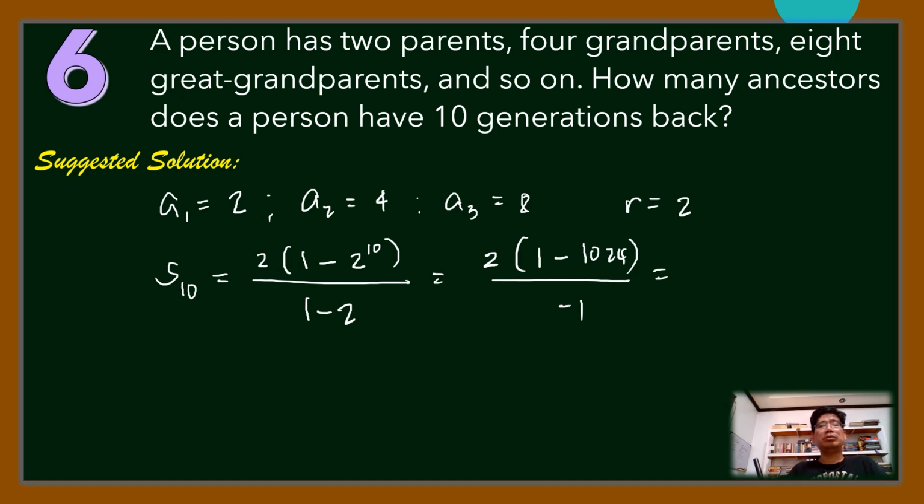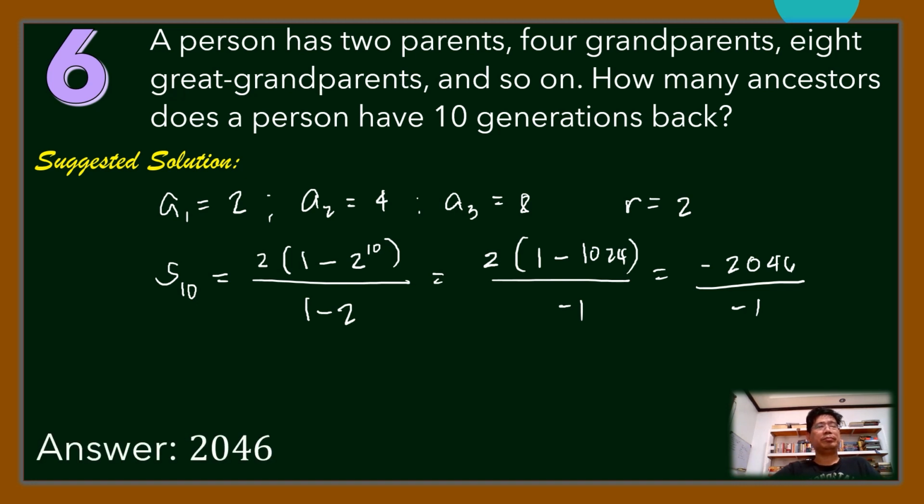1 minus 1024 is negative 1023. So that is negative 2046 over negative 1. Therefore, S of 10, or the answer, is 2046.